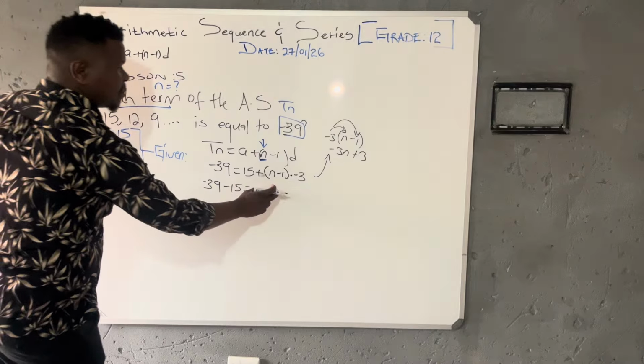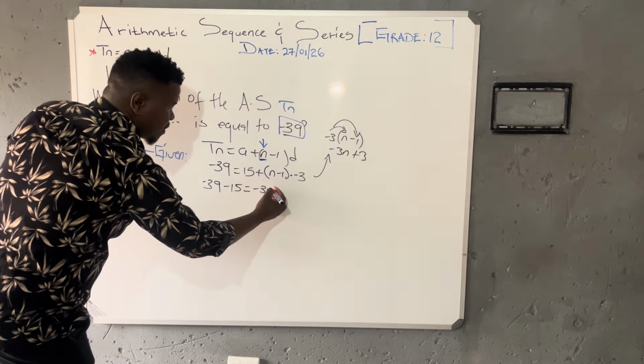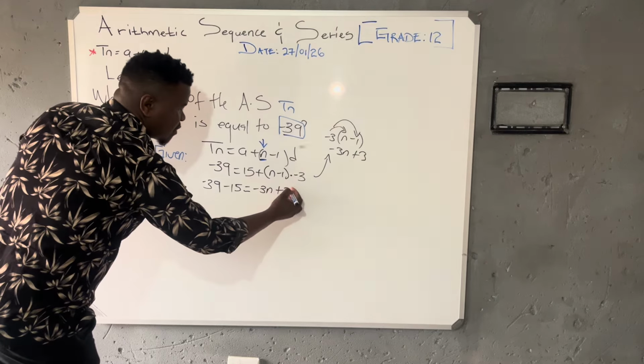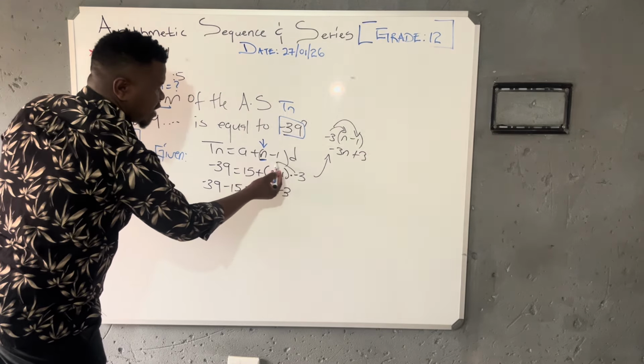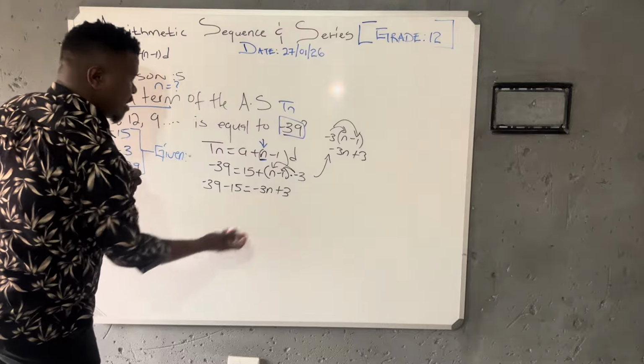So now when I plug this here, it's already simplified. I'm having the negative 3n plus 3. Basically, it's n times negative 3. This negative 3 also times the negative 1. This is the result.